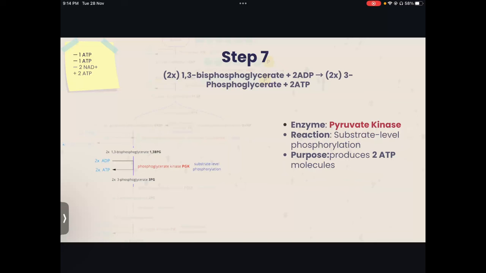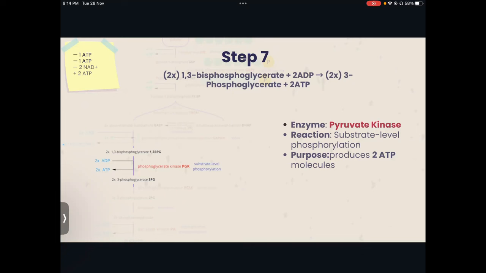Now we have 1,3-BPG. The 1,3-BPG will be converted to phosphoglycerate. And in the process, if you notice here, you're going from 1,3-bisphosphoglycerate. That means two phosphates. There were two phosphates on this. You're going from that two phosphate molecule to a phosphoglycerate, meaning now it has one phosphate. So it lost a phosphate.